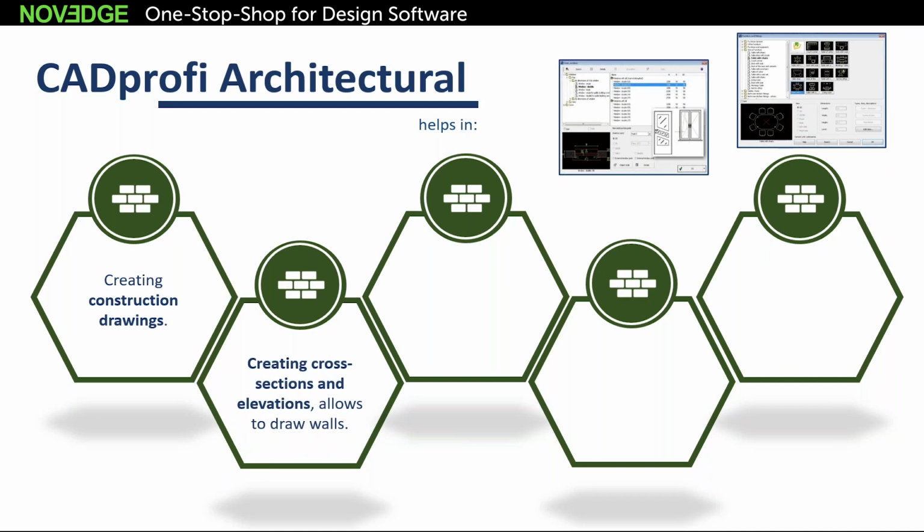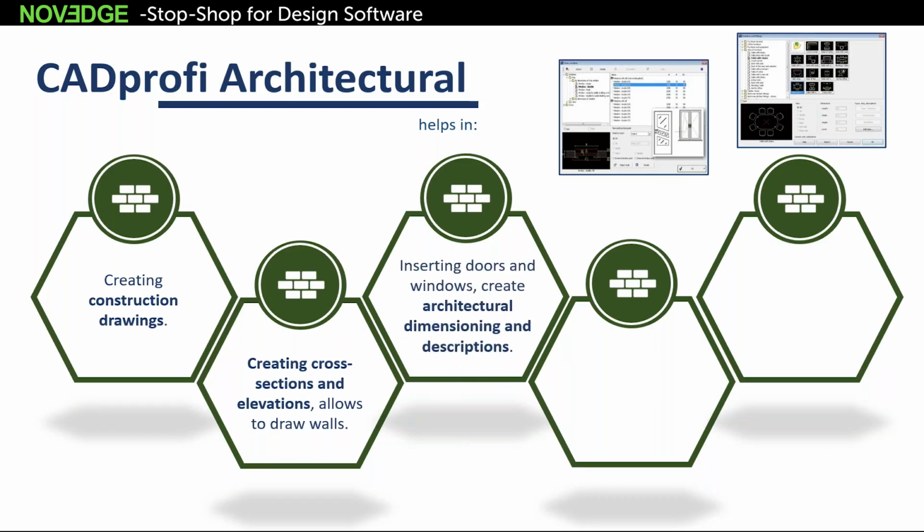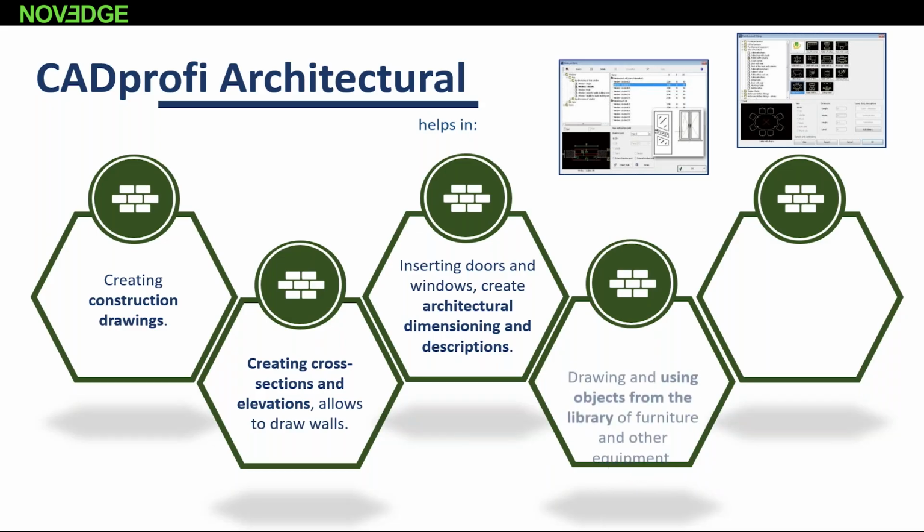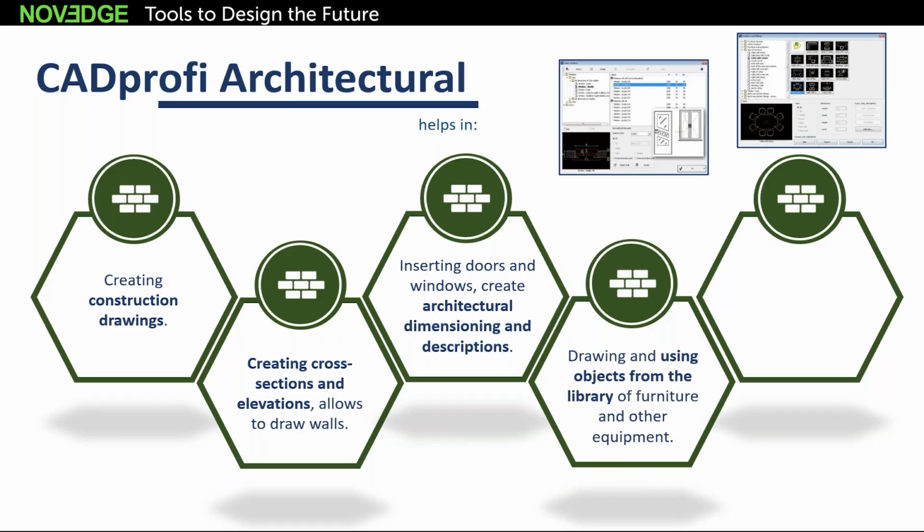The program allows us to draw walls, then insert into the walls all the stuff that is connected with the building, like doors, windows, and other architectural dimensioning and descriptions. The program helps in drawing and using objects from the library of furniture and other equipment, and that library is rich and full of even new stuff. We are also speaking here about creating evacuation and safety plans, and that would be also considering NFPA standards.